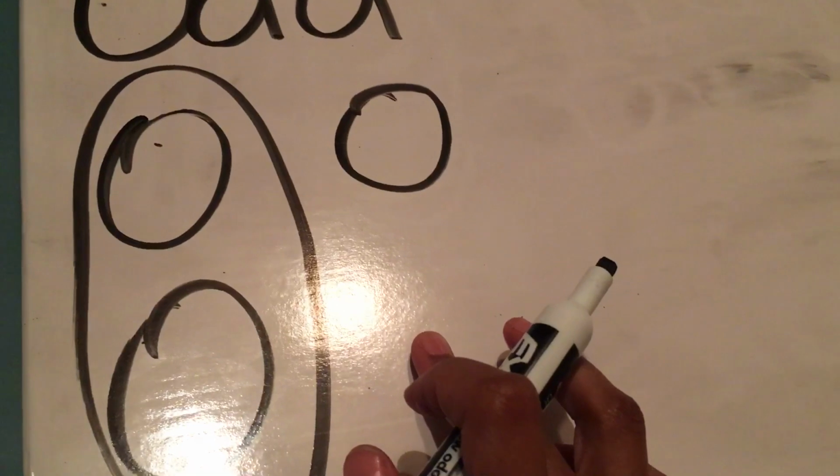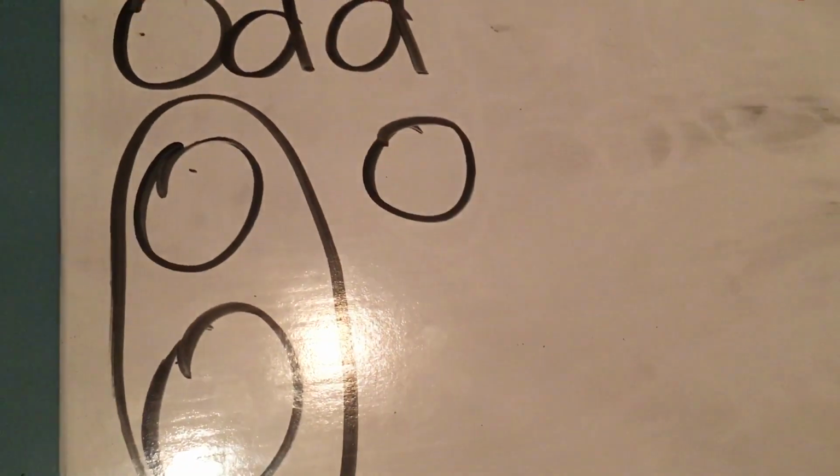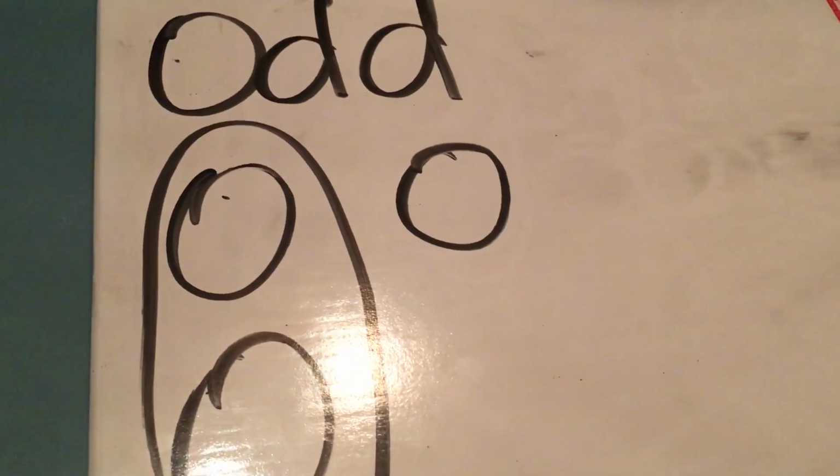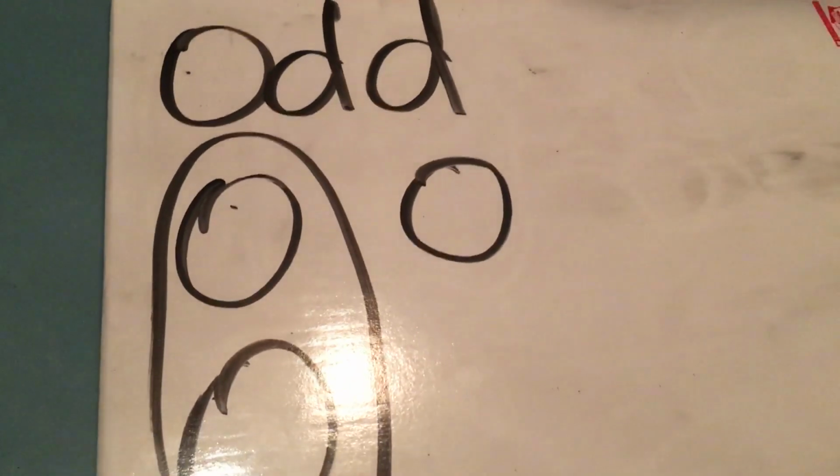There's nothing to loop because it's only 1. It's odd. It's hanging out by itself. So that means that 3 is an odd number.